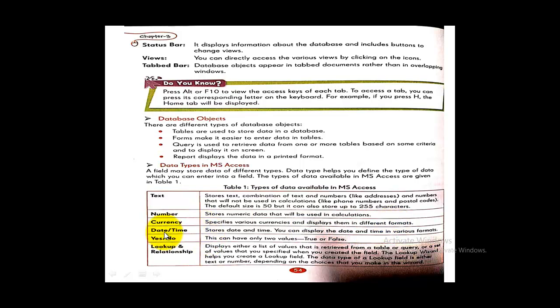Then date and time stores data, date and time. You can display the date and time in various formats. Yes/No can have only two values, either true or false. Yes/No means either true or false.